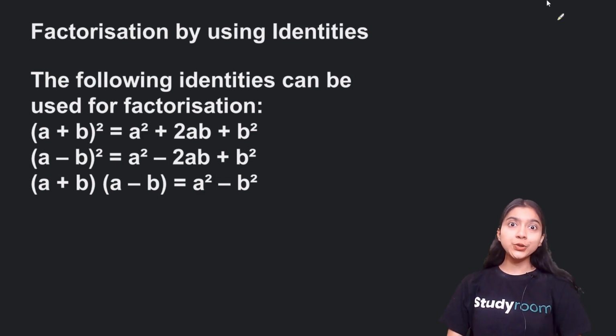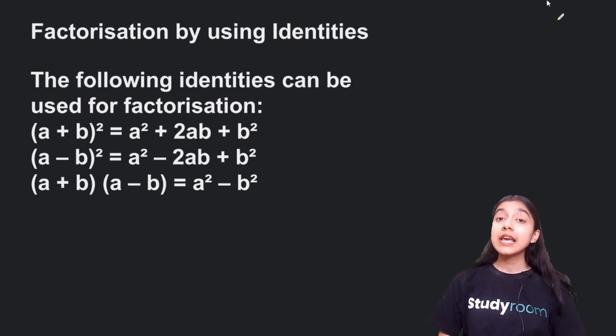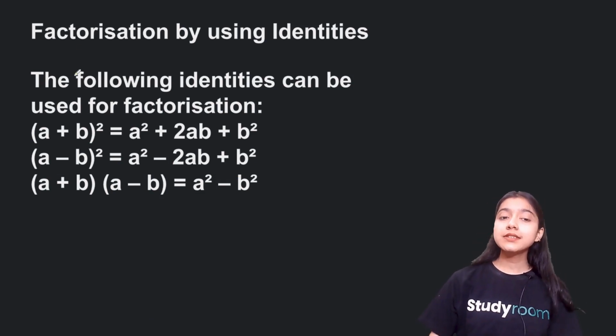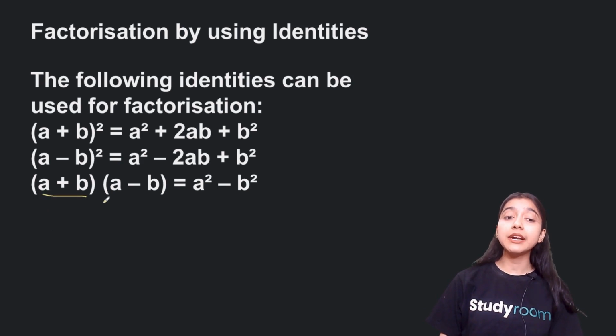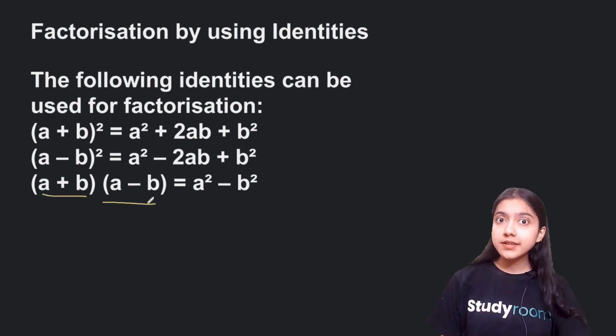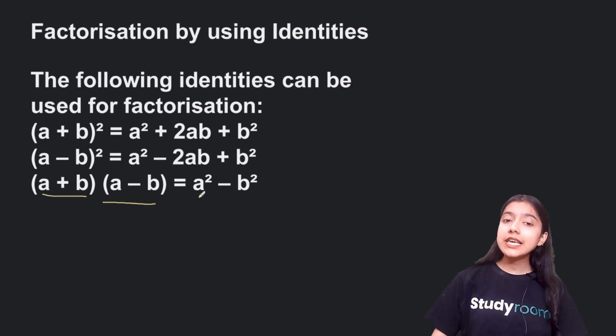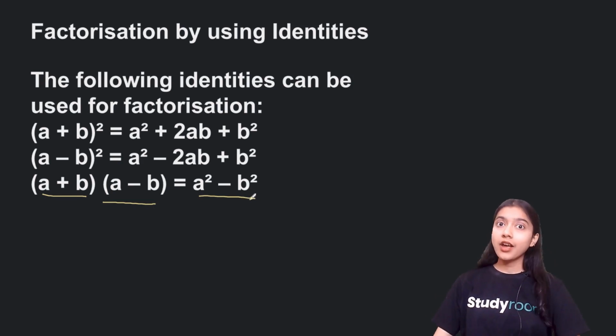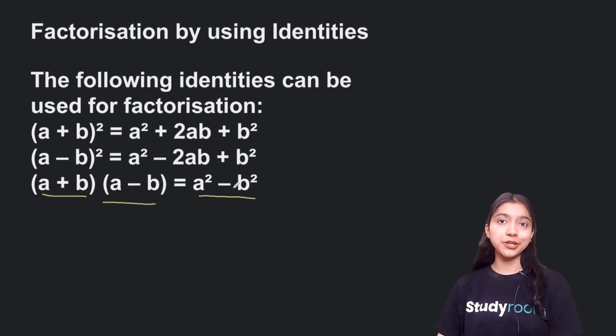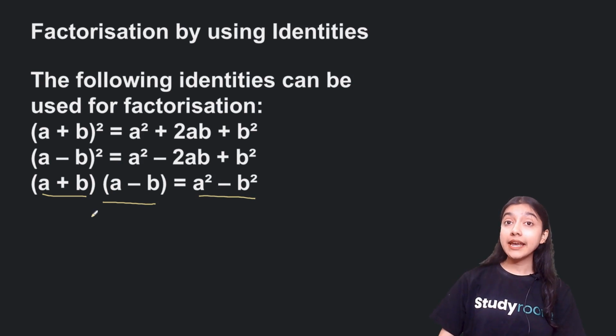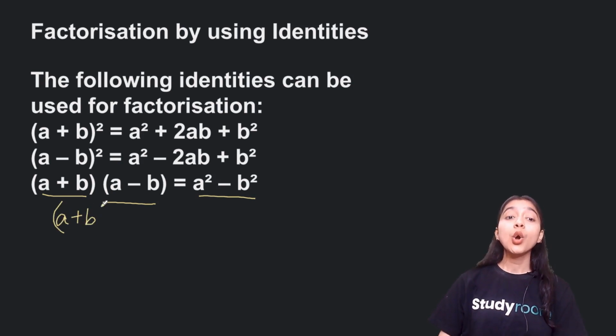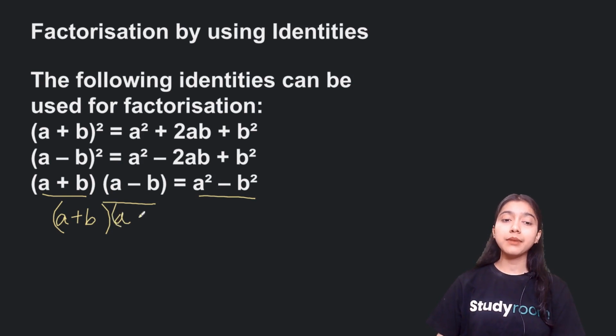Now let me teach you the third identity. So the third identity that we have is (A plus B) multiplied with (A minus B). And what does it give? It gives us A square minus of B square. Again, we'll prove it and show it to you. So I'll be writing (A plus B), which is getting multiplied with (A minus B).